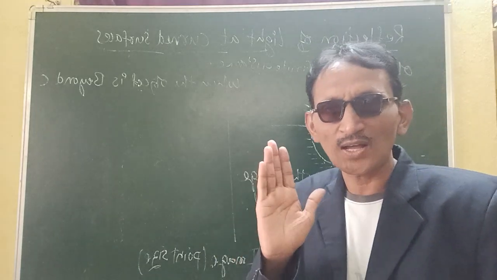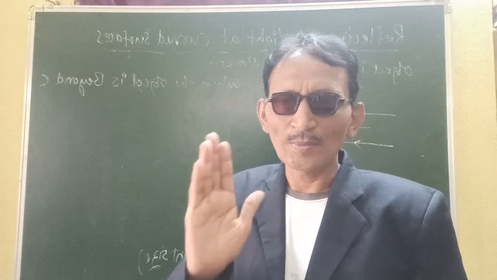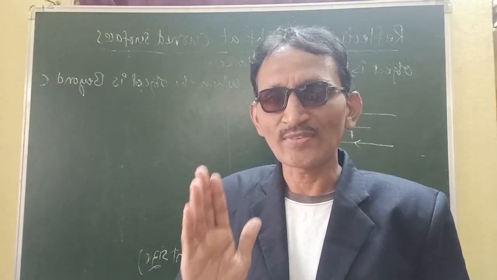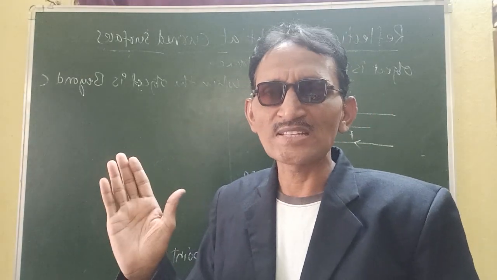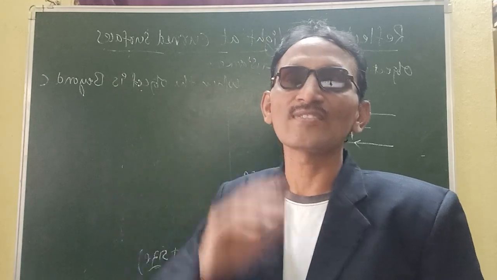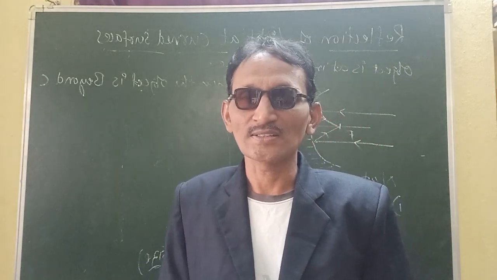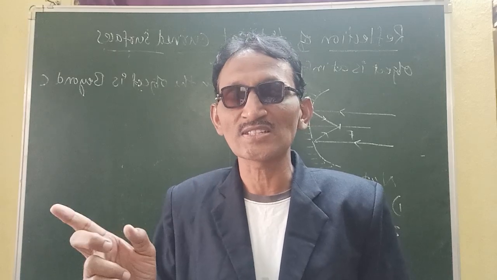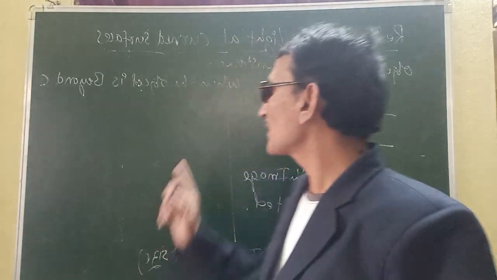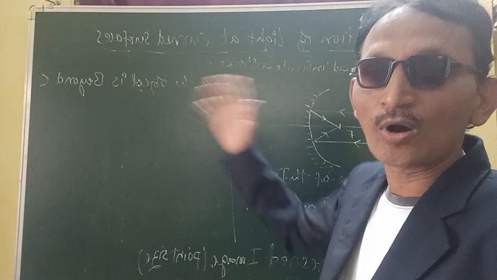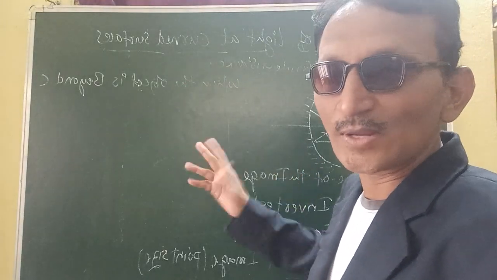The distance from the pole, that means the midpoint of the mirror, to the center of curvature is called the radius of curvature. P to C is the radius of curvature. Now we are able to see that when the object is beyond C, beyond means we have to take between.